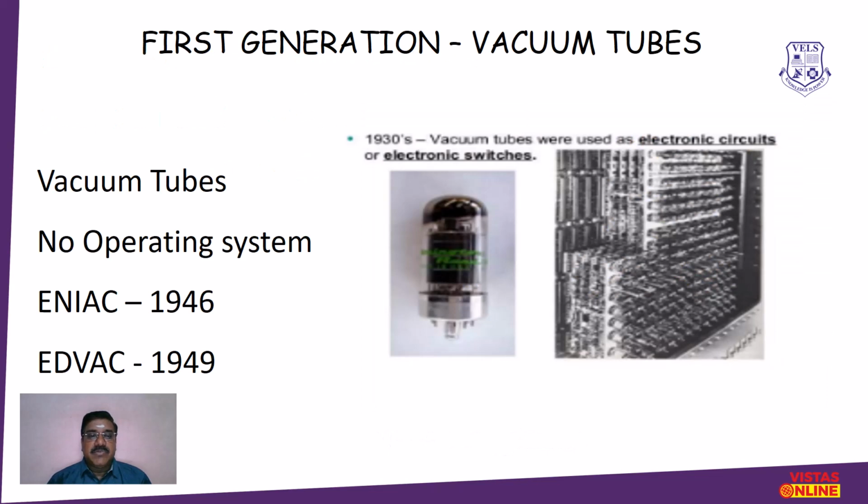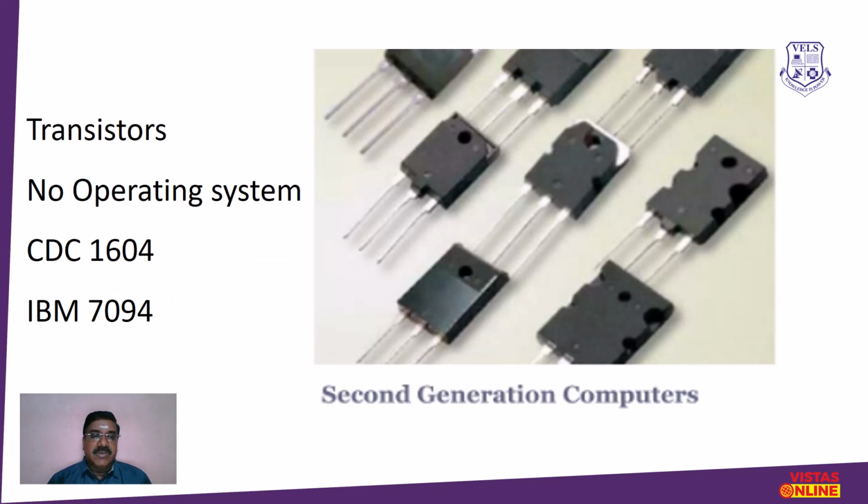First generation computers used vacuum tubes. Vacuum tubes were used as electronic circuits or electronic switches. No operating systems were used. The systems in this generation are ENIAC 1946 and EDVAC 1949. Second generation computers used transistors. Again, no operating systems were found. The machines are CDC 1604 and IBM 1794. In the second generation, IBM systems were also introduced.